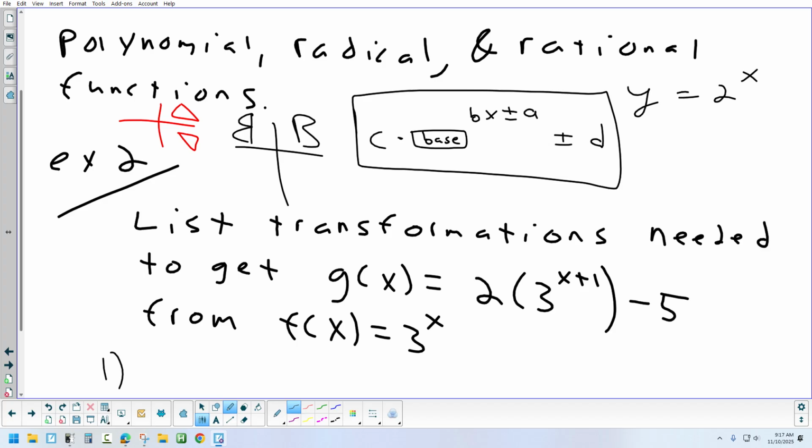Start with A, so that would be your horizontal shift. B would be your horizontal stretch, then your horizontal reflection. Then C would be your vertical stretch. Could also be a vertical reflection. And D would be a vertical shift. That's the order that you need to follow. If you're missing any that are in the order that I just said, then you skip it.